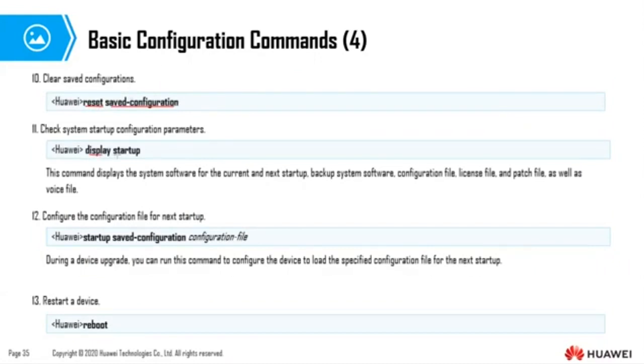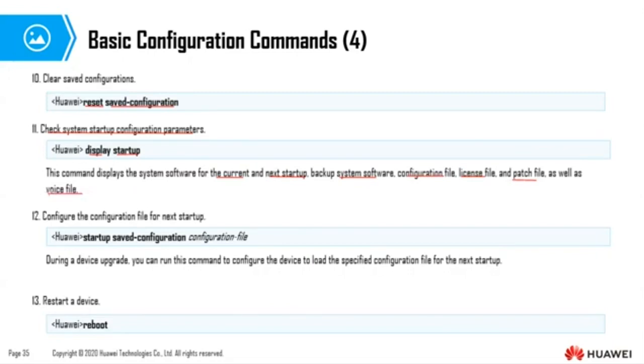Then you can use the command display startup to check the system startup configuration parameters. So it's going to show you the configuration that is currently running and the one that will be used for the next startup, and other information like license file. We're going to see that in the case file, the configuration file, the system software, the patch file, as well as any voice file that might be there.